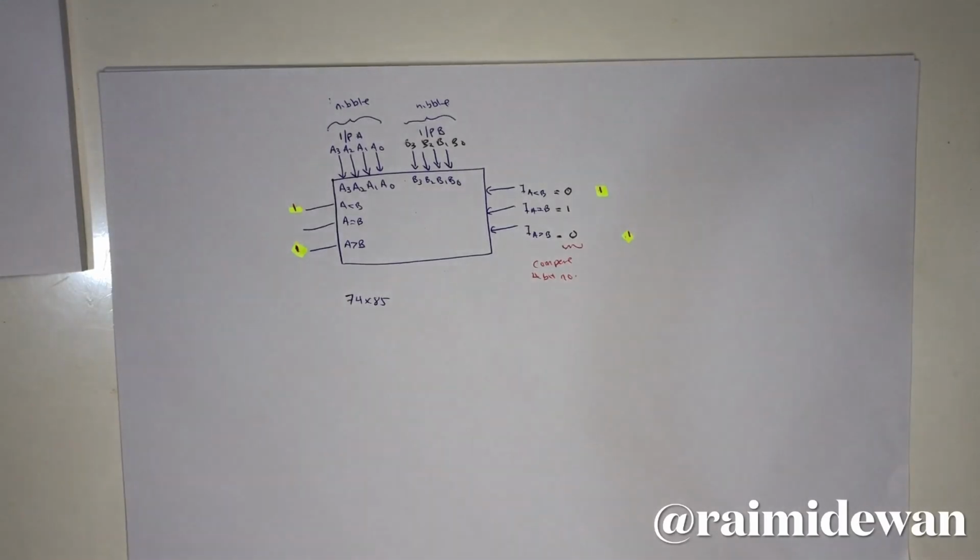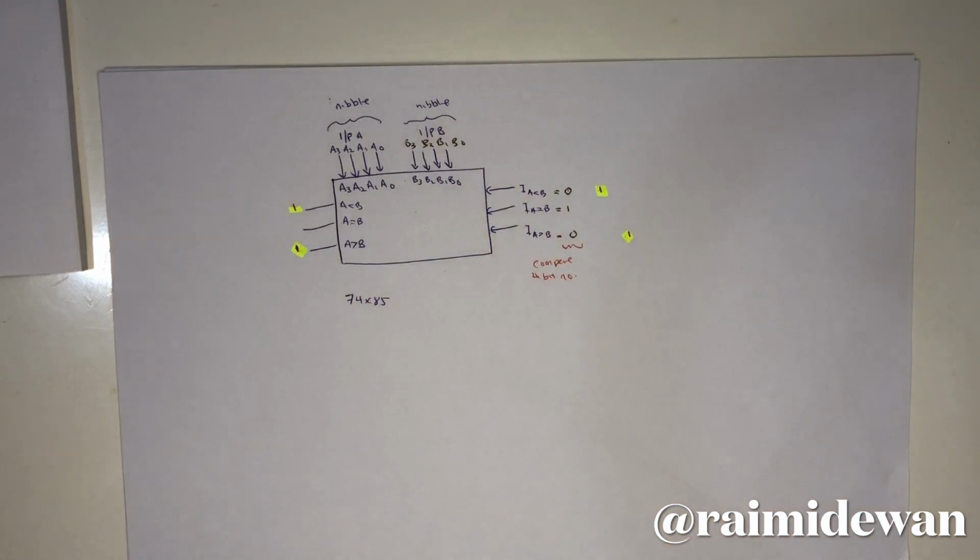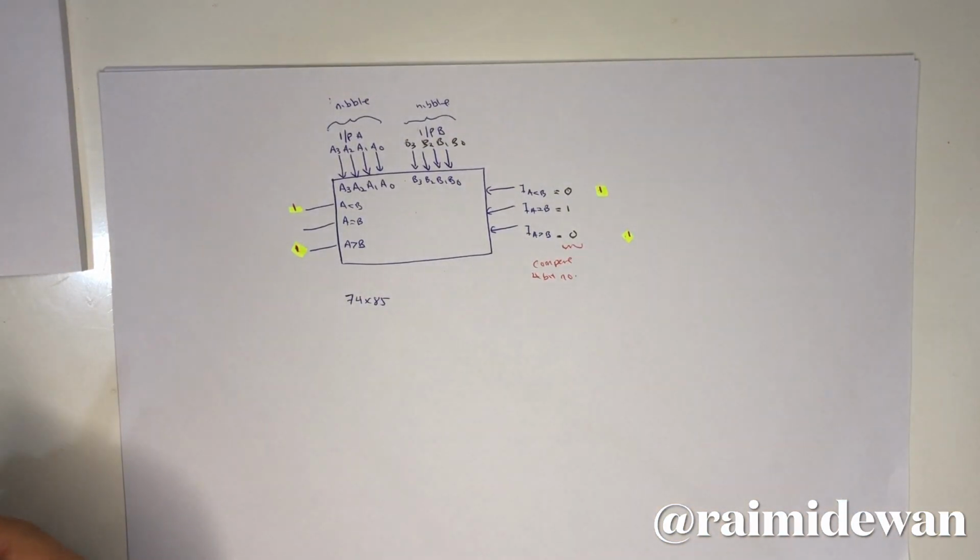Sorry, I need to check first on the lighting. It's like it's blinking. Okay, so now it's okay. Sorry for the interruption.